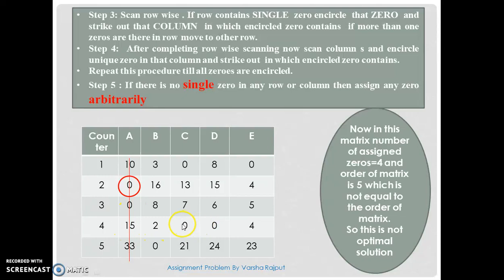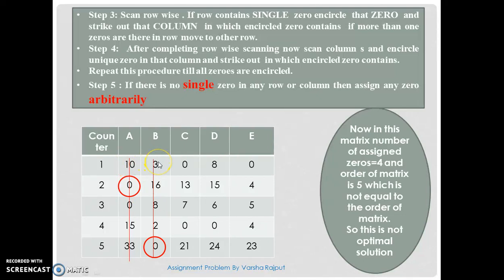In the fourth row, two zeros are there, so we will skip this one. In the fifth row, a single 0 is there, so assign that 0. That 0 is in the second column, so strike out the second column. Now row wise scanning is completed. Now we will go for column wise scanning.